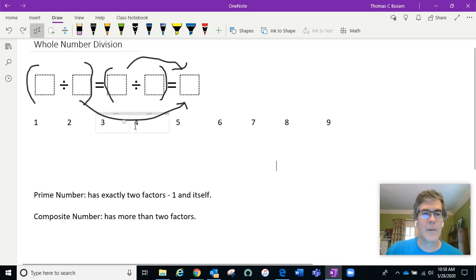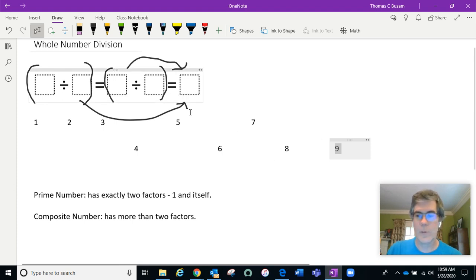So my composite numbers are 4, which is divisible by 2 and itself. 6 is divisible by 2 and 3. 8 is divisible by 4 and 2, and 9 is divisible by 3. So these are the numbers that you're going to be thinking about starting with, and I'm going to suggest that you're likely going to want to start with the bigger numbers because they're divisible by more numbers, so that gives you a little bit more to work with in terms of what you can fill in these blanks with.